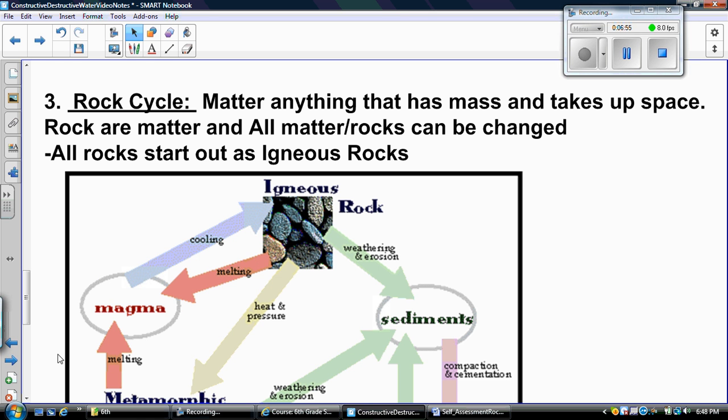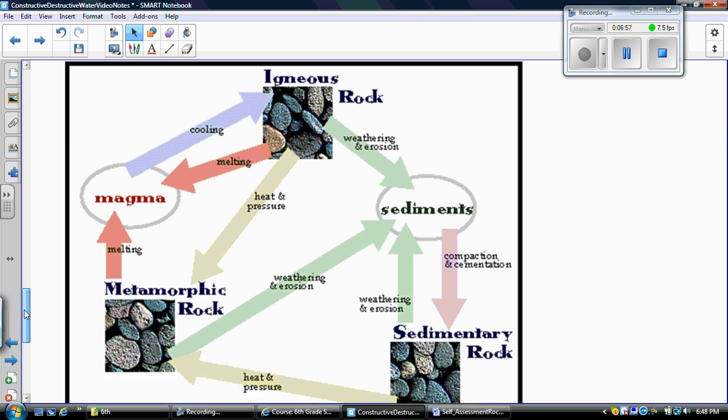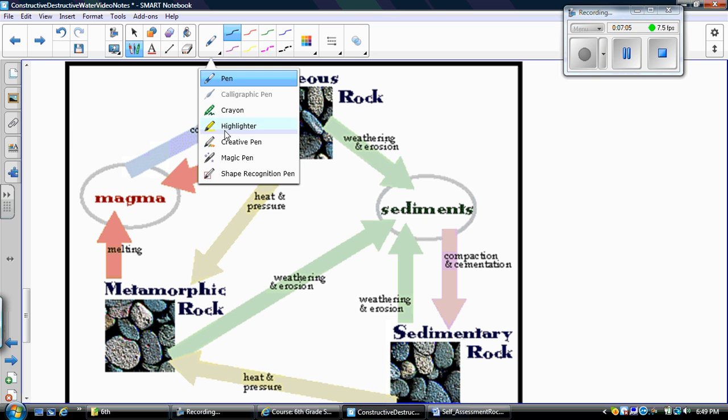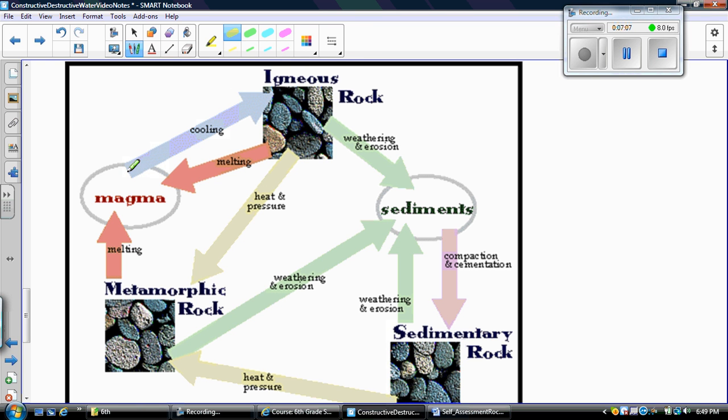If you look here in the rock cycle, I'm going to show you all so you can see it. Magma, when it cools and hardens, can turn into an igneous rock. Let me get my highlighter out. Okay, so when magma cools and hardens, it turns into an igneous rock. Now, the igneous rock can then turn into either a metamorphic rock or a sedimentary rock.